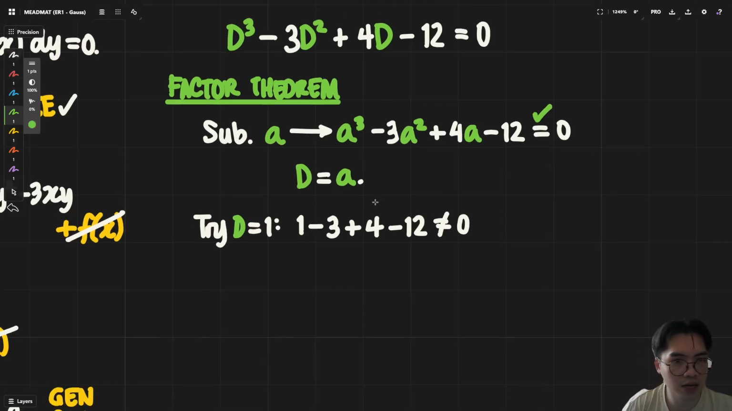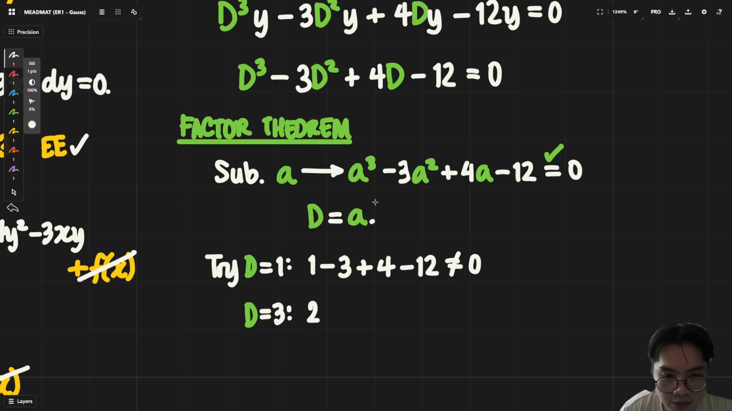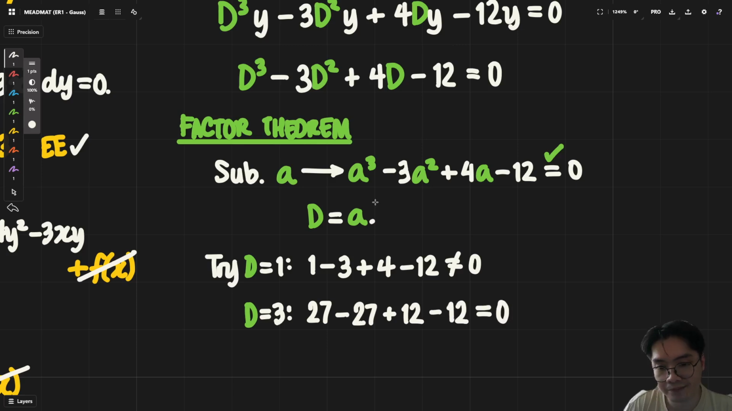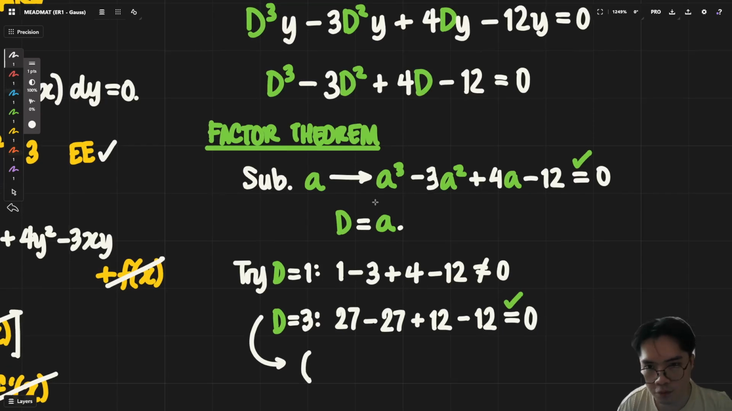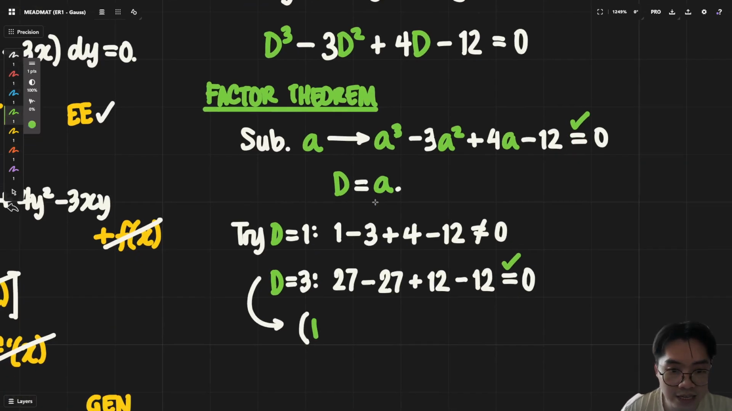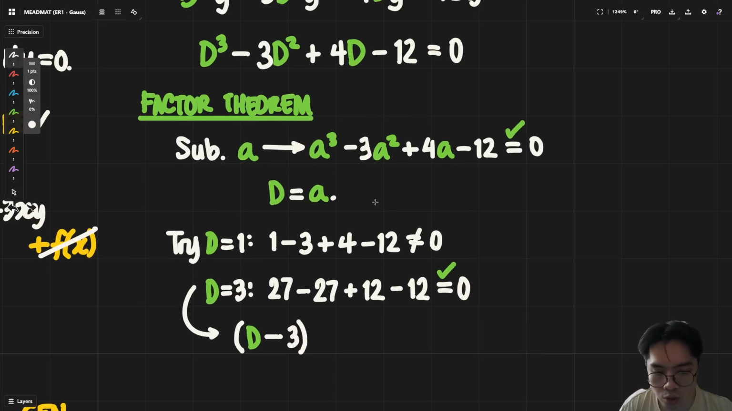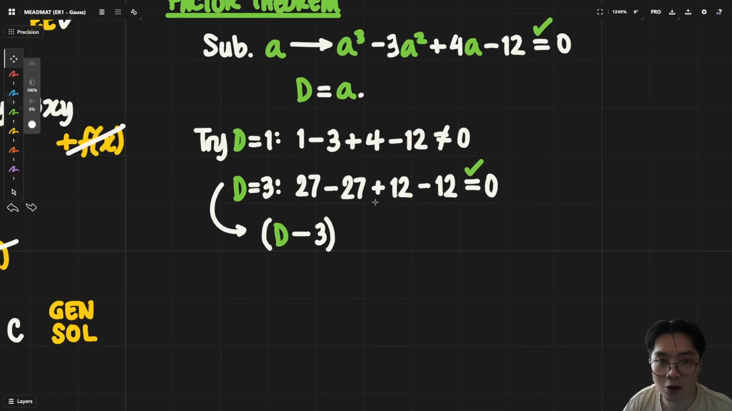So let's try now, d is equal to 3, okay? 3 cubed is 27, minus 3d squared is another 27, plus 4 times 3, that is 12, minus 12. Would you look at that? That is now equal to 0. So that means that one of the factors of this whole d cubed minus 3d squared plus 4d minus 12 will be d minus 3. Because it got solved by d equals 3, it must be a factor in this whole expression. Now that we know that, we can now apply long division.